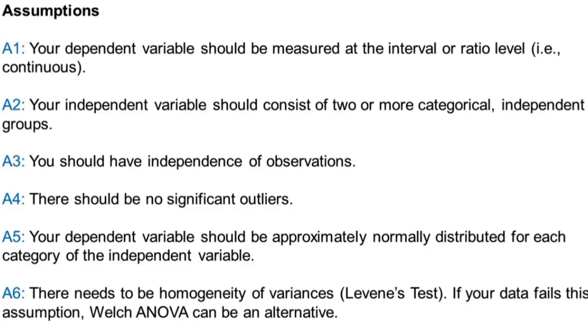First, your dependent variable should be measured at interval or ratio level. Second, your independent variable should consist of two or more categorical independent groups. Third, you should have independence of observations. Fourth, there should be no significant outliers. Next, your dependent variable should be approximately normally distributed for each category of the independent variable. Last, there needs to be homogeneity of variance, Levene's test. If your data fails these assumptions, Welch ANOVA can be an alternative.